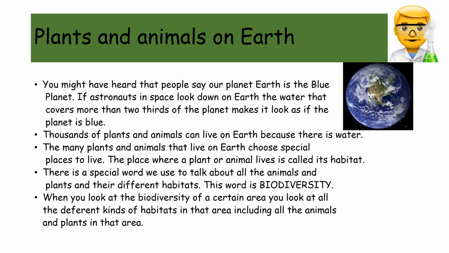The many plants and animals that live on Earth choose special places to live. The place where a plant or animal lives is called its habitat. There is a special word we use to talk about all the animals and plants in their different habitats. This word is biodiversity. When you look at the biodiversity of a certain area, you look at all the different kinds of habitats in that area, including all the animals and plants in that area.